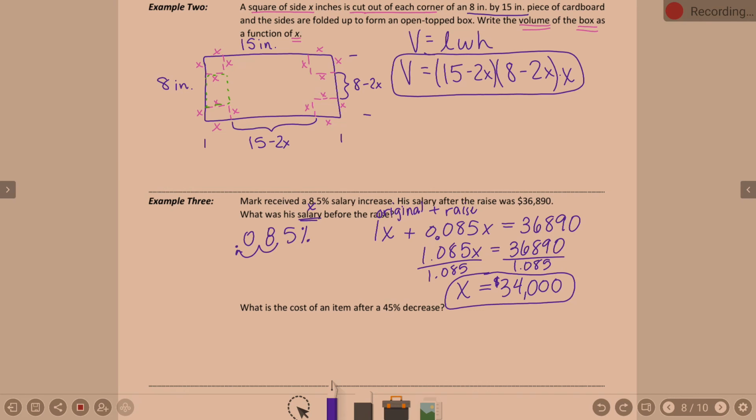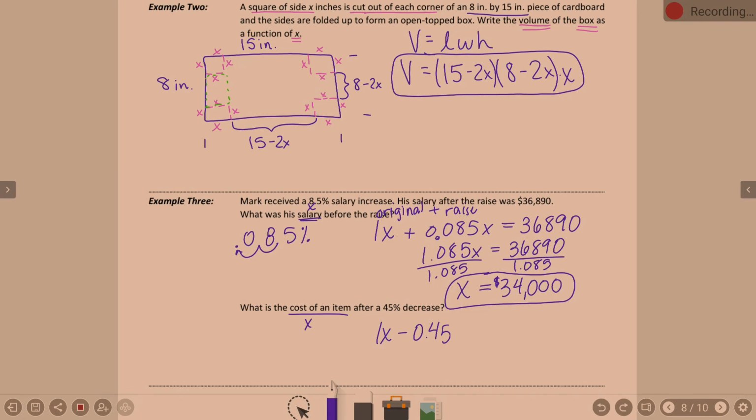Now, what about the cost of an item after a 45% decrease? Of an item? Just any item? An item, which means what am I going to use for the cost of an item? X. Wouldn't it be 1x minus 0.45x equals x?